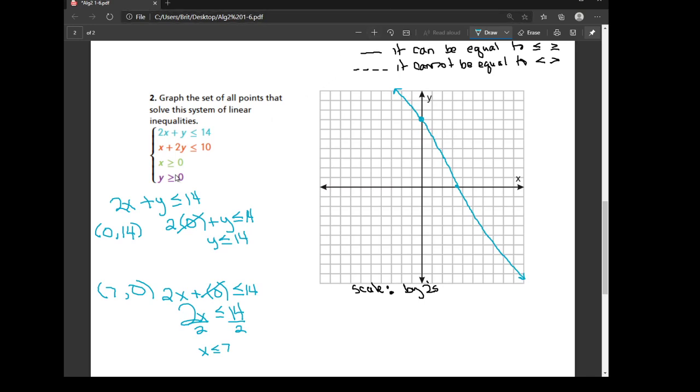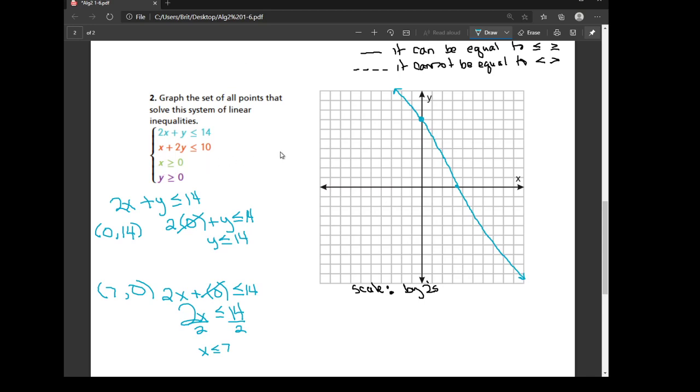And then we have to talk about shading. Inequalities, when they have two variables, like x and y, tend to shade the side of the line where all the solution sets are. Just like when we were dealing with a number line, we'd shade to the left or right. Now that we're on a coordinate plane, we're also going to shade to the left or to the right.